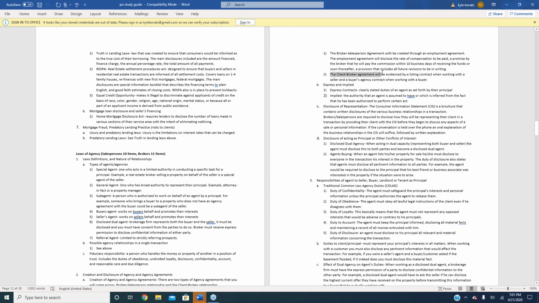Then in the broker-client agreement, this would be the client-broker arrangement. You work with the seller, it's called a listing agreement. You work with the buyer exclusively, it's called the buyer's agency agreement. We'll talk about that in a little. Then express versus implied contracts. The only one to really note is express, just means in writing. All express means is in writing.